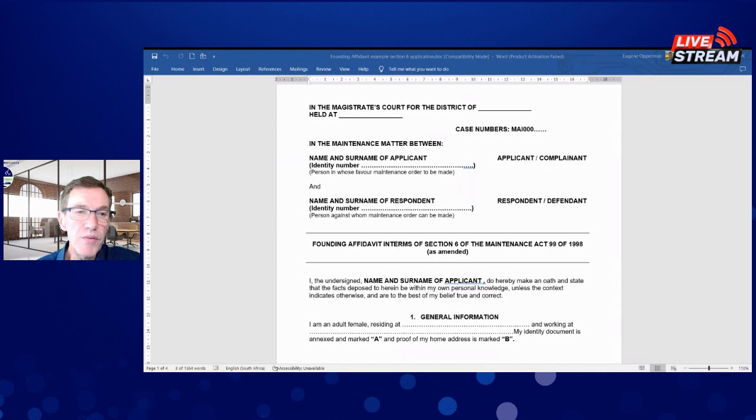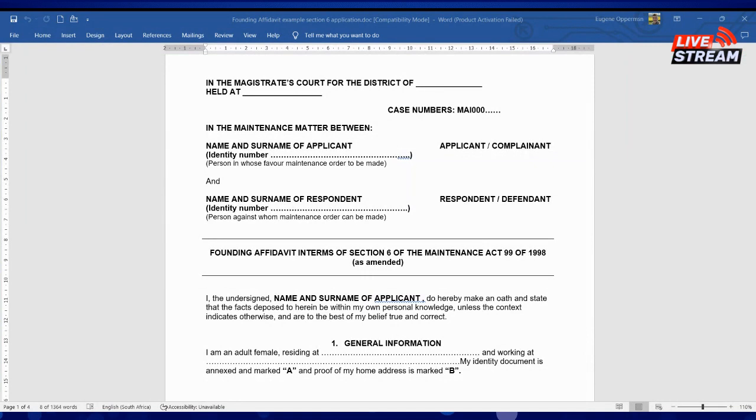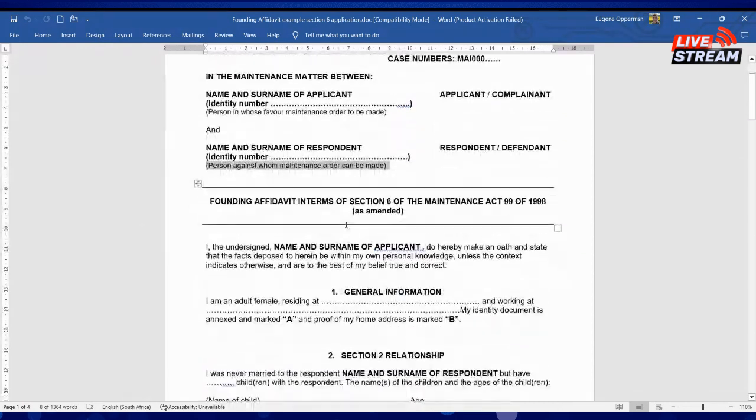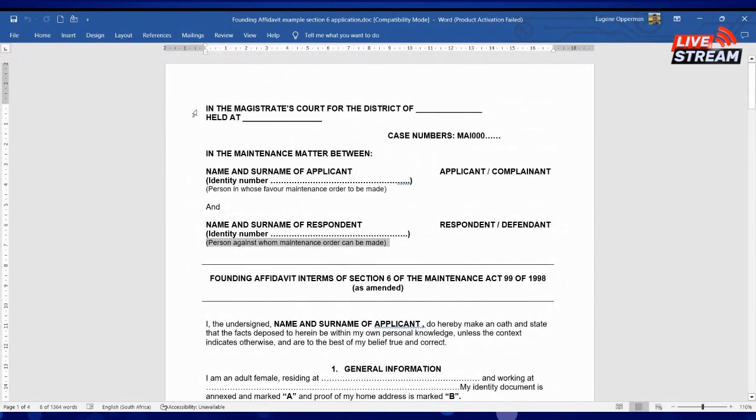So if we look at a simple affidavit, this is a standard affidavit that we sometimes use, and I'm just going to run through it quite fast because it's not difficult. The template will be available in the resource and handout section of the link, so you can download it and use it. You simply mark it: in the magistrate court for the district of, and then obviously the district court or magistrate court where you lodge your application. You can fill that in, or you can leave it empty and the maintenance officer can fill that in.